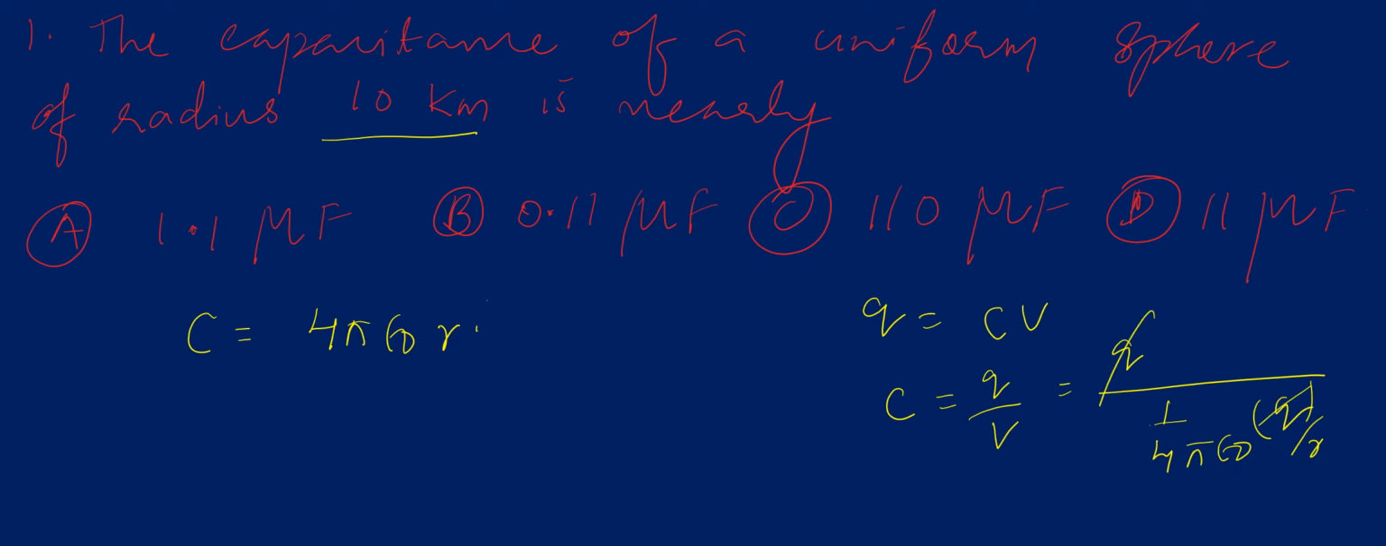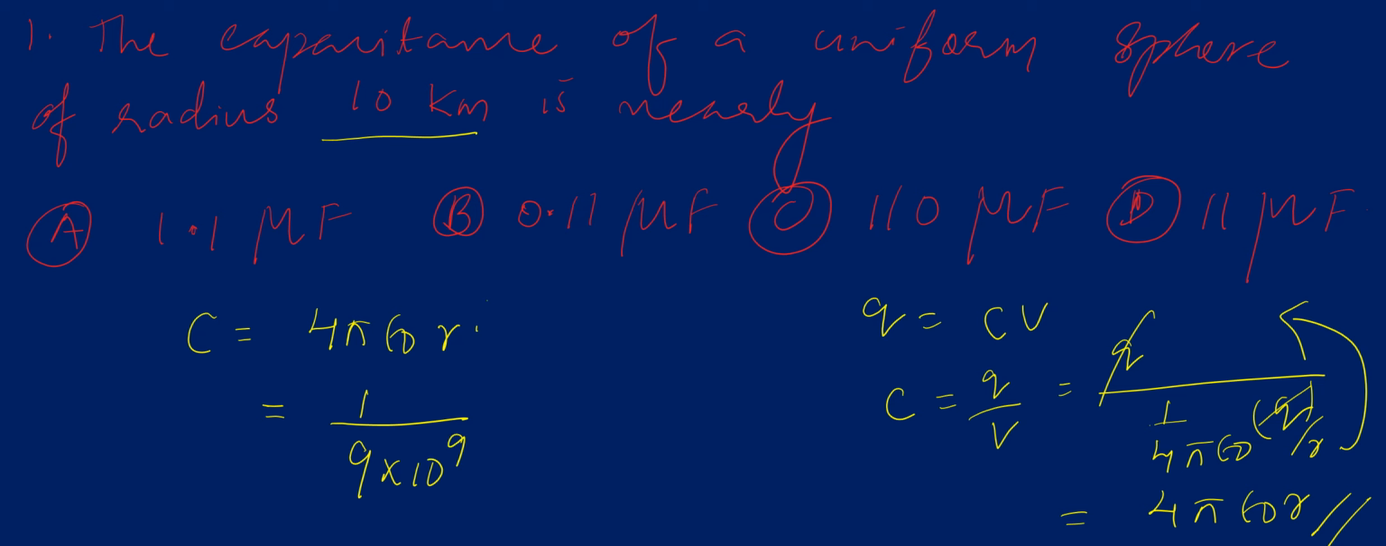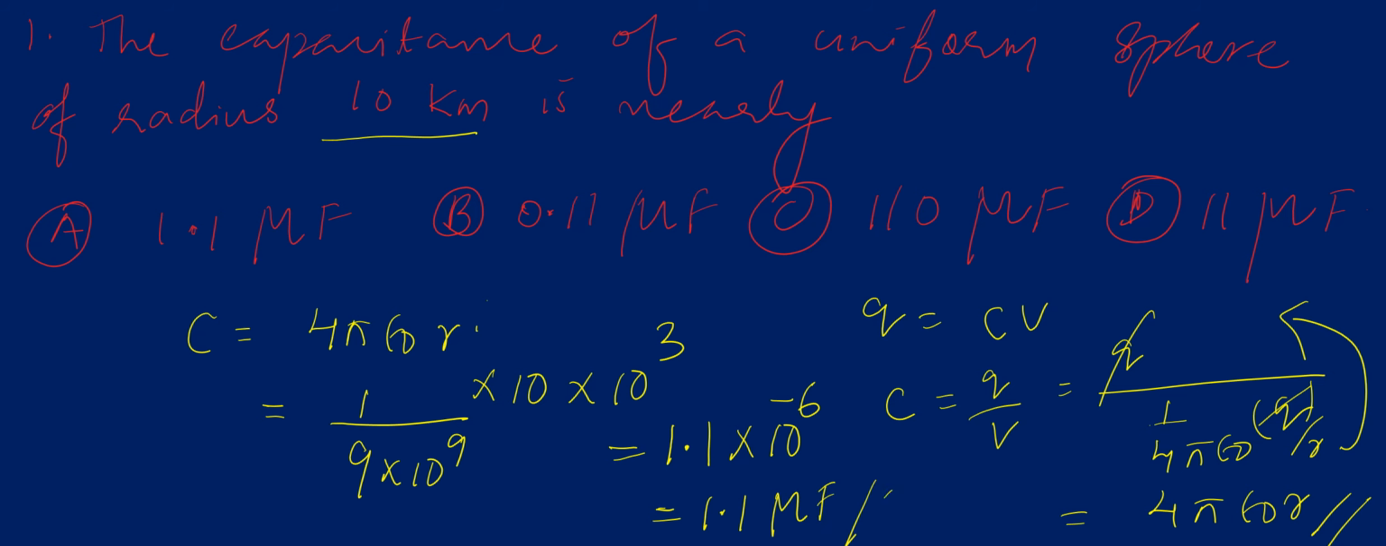So this will get cancelled so that it will go to the numerator. You will get 4 pi epsilon 0 R. Here the value of 4 pi epsilon 0 is 1 by 9 into 10 raised to 9 and R is 10 kilometers, that is 10 into 10 raised to 3 meters. So when you calculate this you will get 10 divided by 9, that is 1.1 into 10 raised to minus 6, or you will get 1.1 microfarad.